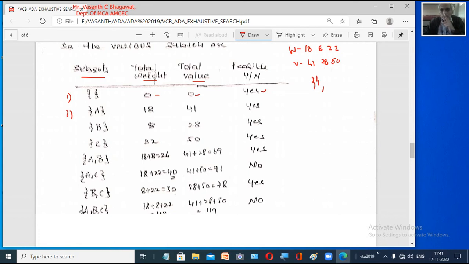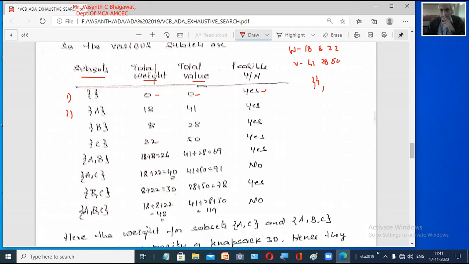So second time you take only one element A. What is the total weight of A? For item A, weight is 18 and profit is 41. So you write down under total weight 18, and the profit for that item A is 41. Now you see whether it is feasible or not.